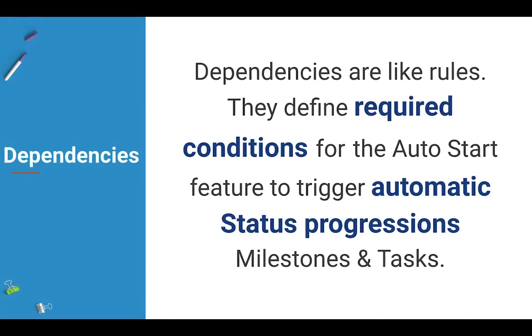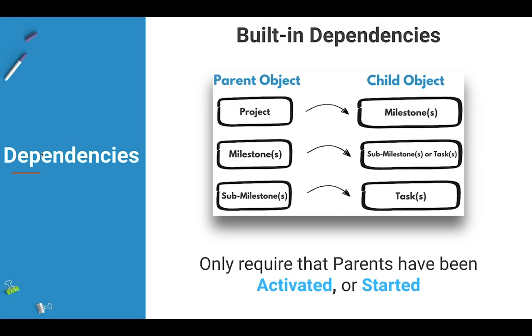Dependencies are like rules. They define required conditions that allow for the auto start feature to trigger automatic status progressions on milestones and tasks. And there are two types of dependencies that exist inside of Accelo. The first type of dependency that we're going to talk about is a built-in dependency. And these dependencies exist between parent and child objects on projects.